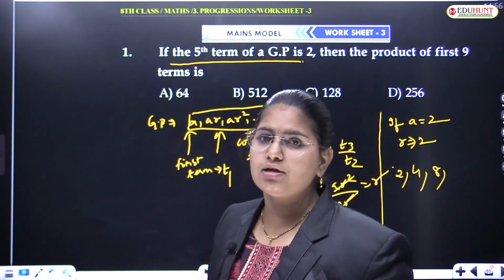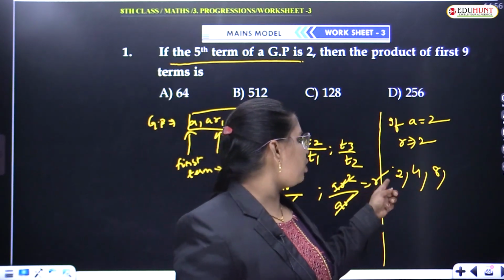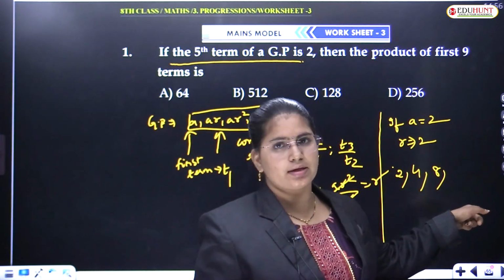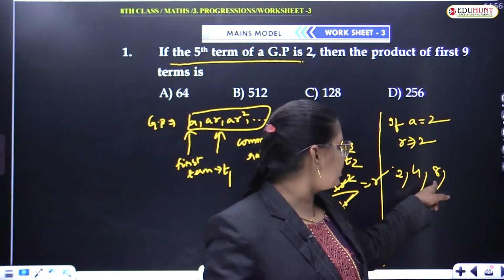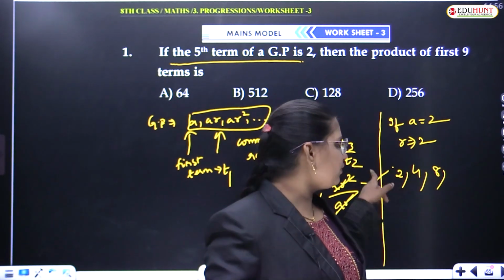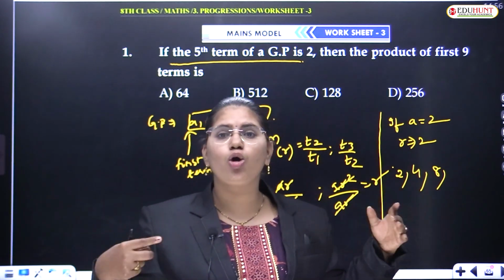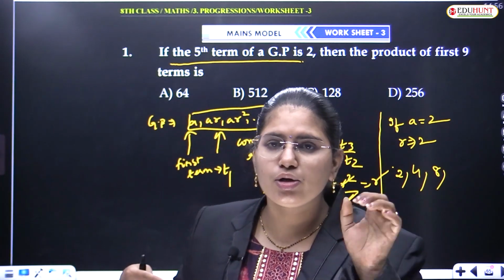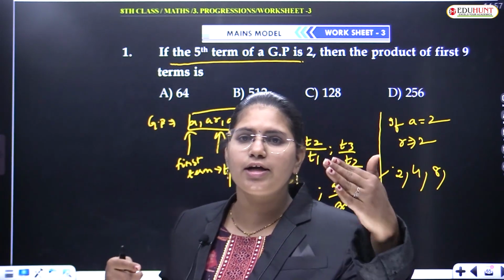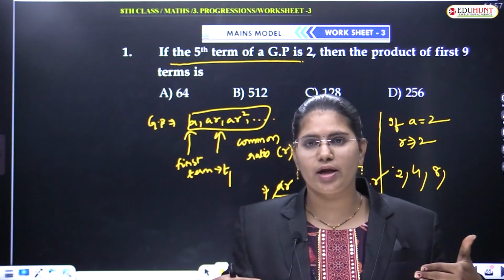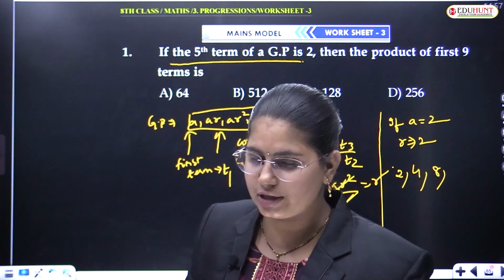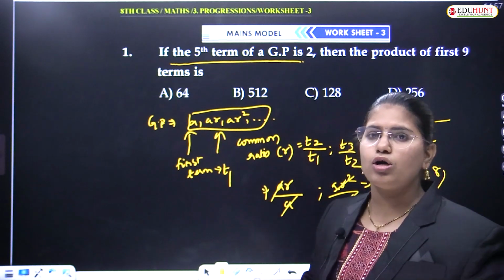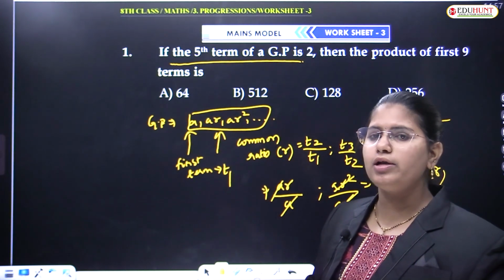Understood? Then in AP, you will find a common difference. After 4, you have to get 6. The common difference should be the same. But in GP, 8 divided by 4 is 2, 4 divided by 2 is 2. You will find a common ratio. And how is this defined? T2 divided by T1. So in a geometric progression, you will find a common ratio.